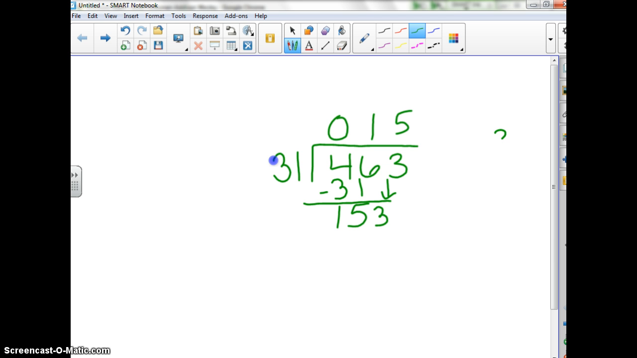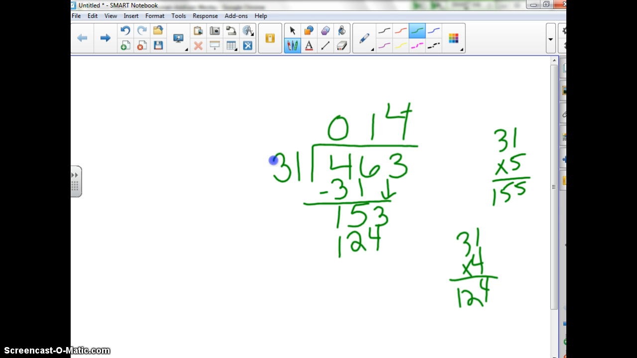Let's see if it works. Will that work? Oh, darn it. Okay, 31 times 4, it's going to have to be. Some of us are still struggling a little bit on borrowing and trading. Don't let that be your problem. Trade, take one and give one.